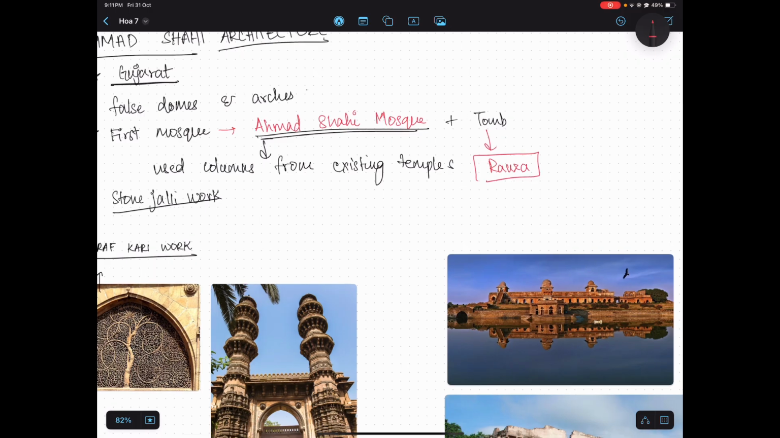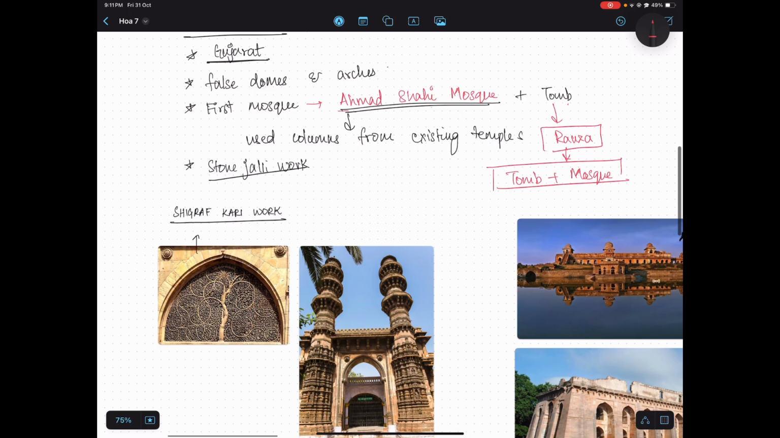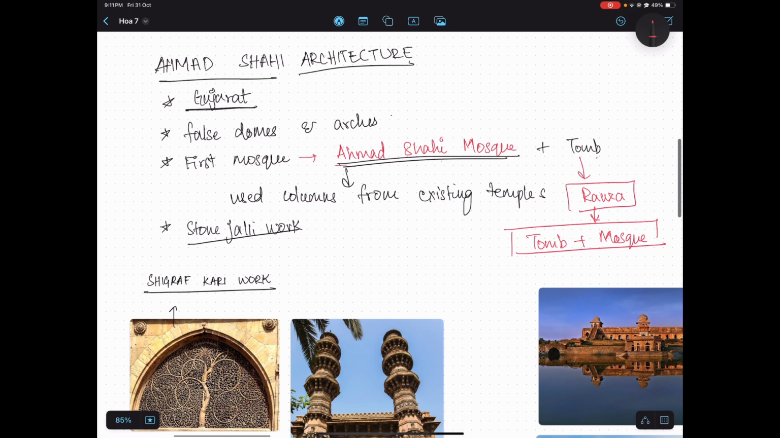Rauza is something that we saw in the last video as well. If a tomb and a mosque are within the same compound, it's called Rauza. So when Ahmad Shahi built his tomb next to the mosque, that led to other people copying that same style as well, and that was what led to the Rauza construction. And another important feature of the Ahmad Shahi architecture is the shaking minarets. So this is also important.